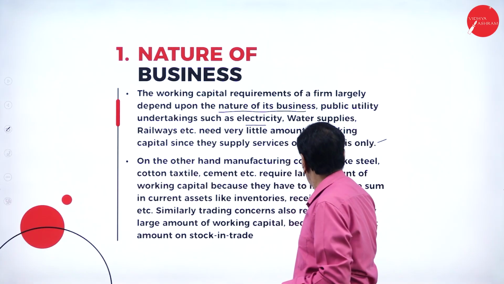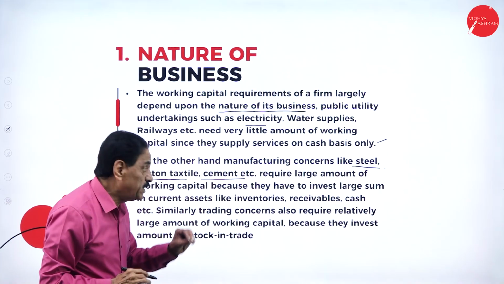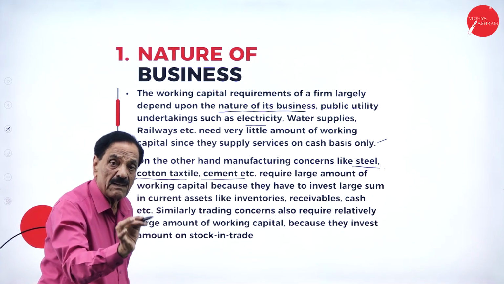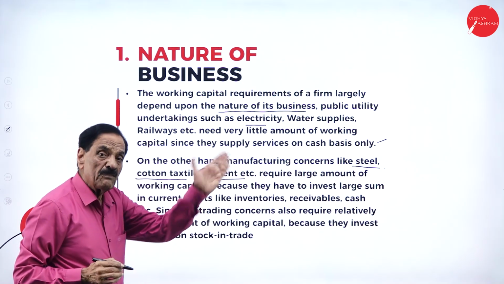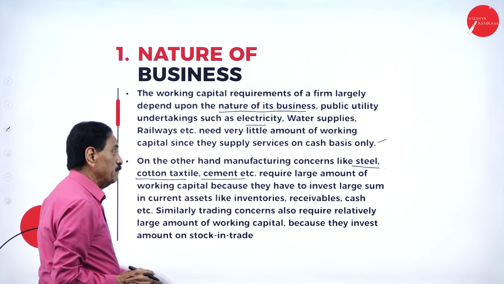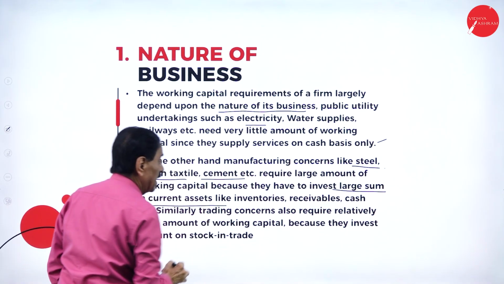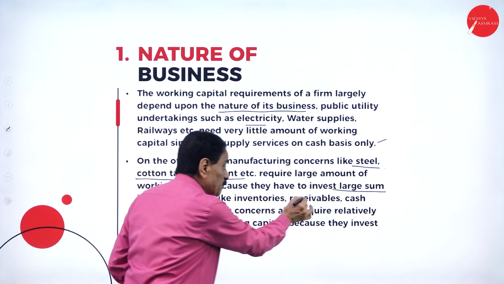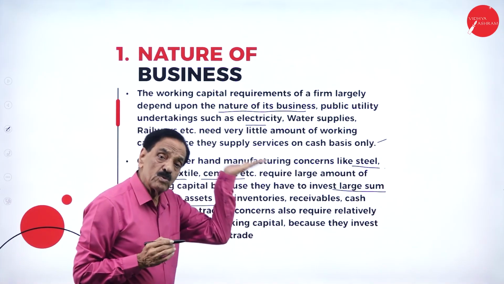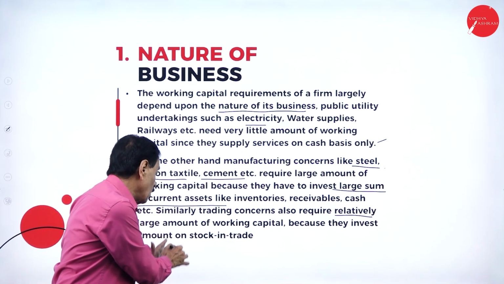On the other hand, manufacturing concerns like steel, cotton textile, cement, etc. These factories require a large amount of working capital. Whereas for public utility concerns, we require less working capital. Manufacturing concerns like steel, cotton textile, cement, etc. require a large amount of working capital because they have to invest large sums in current assets like inventory. Inventory is nothing but stock. Receivables means bills receivable, debtors, cash, etc. Similarly, trading concerns also require a relatively large amount of working capital because they invest in stock in trade.